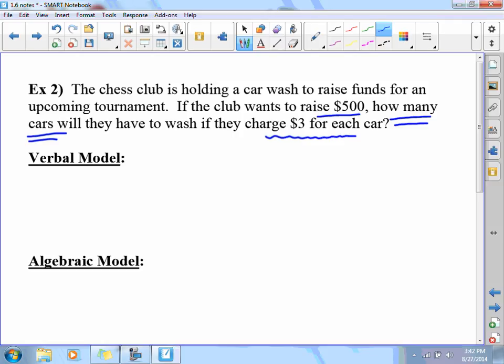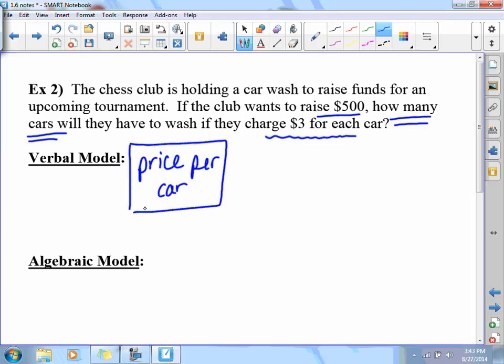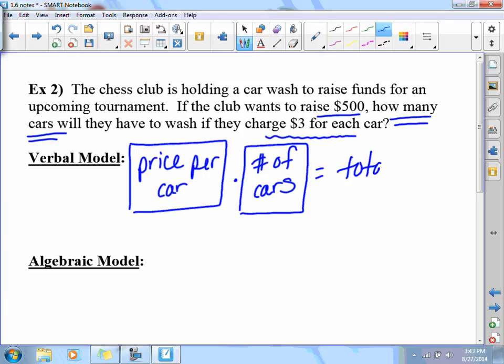So I'm going to translate this into a little bit of a verbal model, give it a little bit more structure. Hopefully you're thinking of this already, but basically they're going to take the price that they charge per car. So I'm just going to call that price per car. So that would be our $3 per car. And you would multiply that by the number of cars that you wash. If you're charging $3 per car, you're going to multiply it by how many cars you wash to figure out how much money you've raised, your total amount of money. So there's my verbal model.